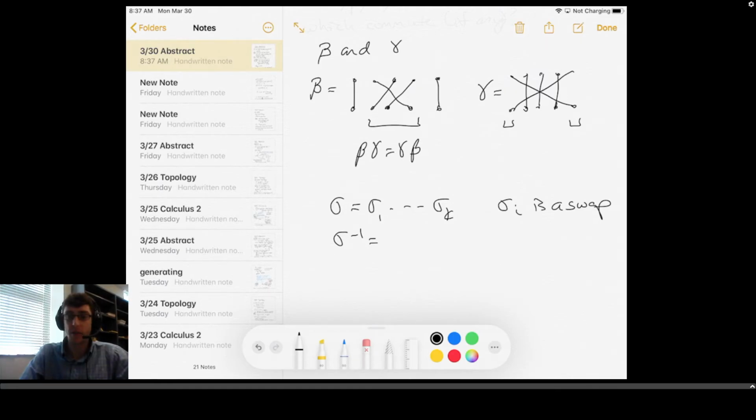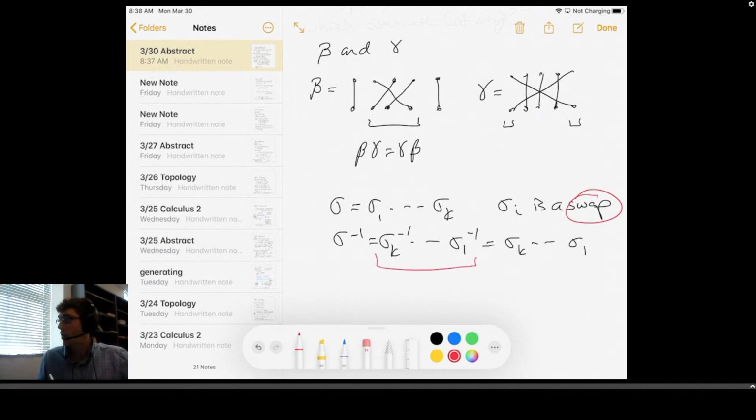Any idea how to get the inverse from having written it as this product? Yeah, socks and shoes. So we're just going to do socks and shoes, and we get sigma k inverse down to sigma 1 inverse. And if they're all swaps, right, then these are actually just straight up equal to themselves. This is obviously very dependent on them being swaps. But in general, we can do this. If you just have cycles that may not be 2 cycles, then you just have to stop here.